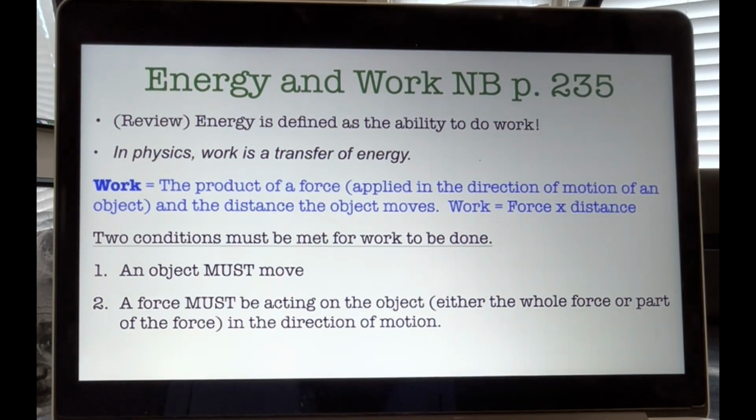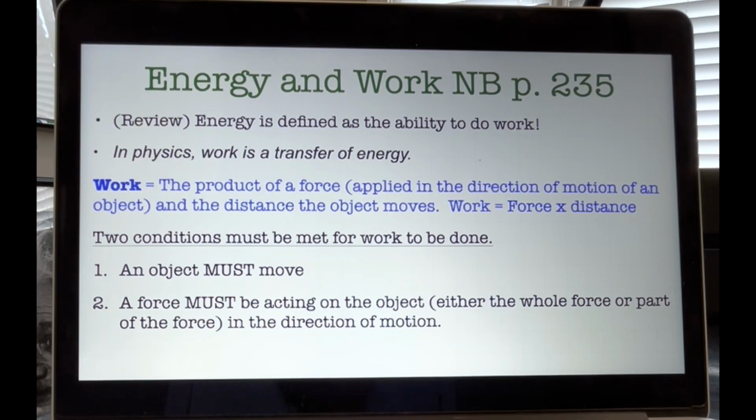Okay, energy and work. Remember, energy is defined as the ability to do work. You may think it's work to read the textbook and answer the questions, but that is not the definition of work in science. In physics, work is a transfer of energy. You do work when you use a force to move something. The bigger the force, or the further you move an object, the more work you do.